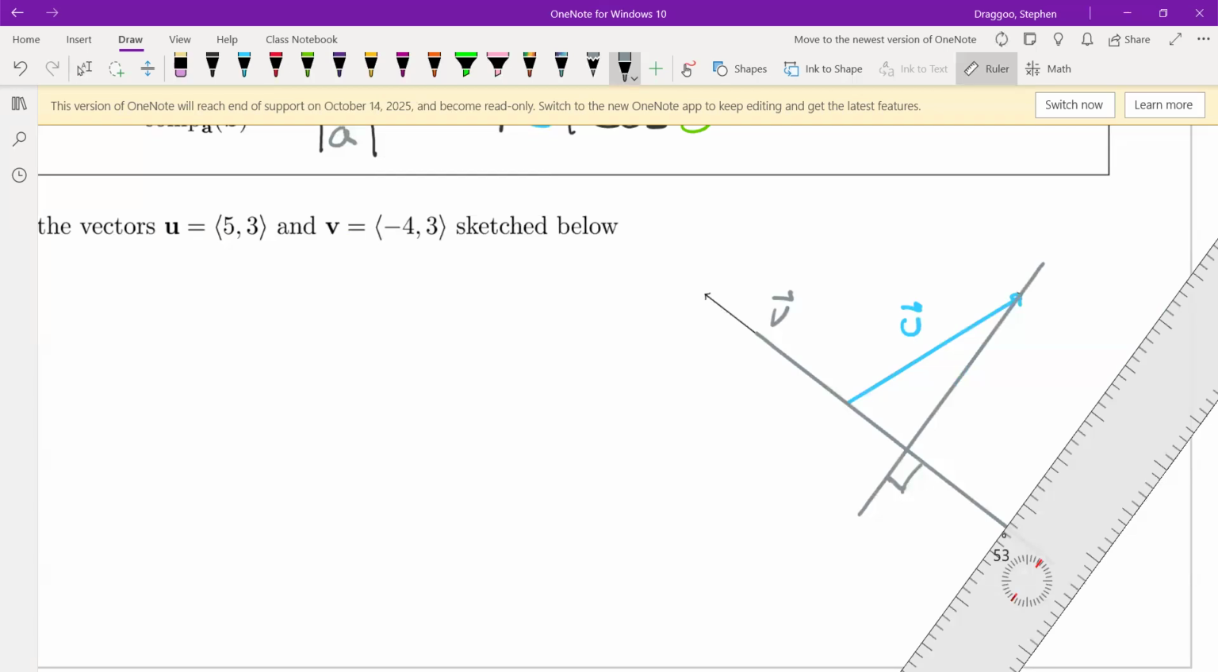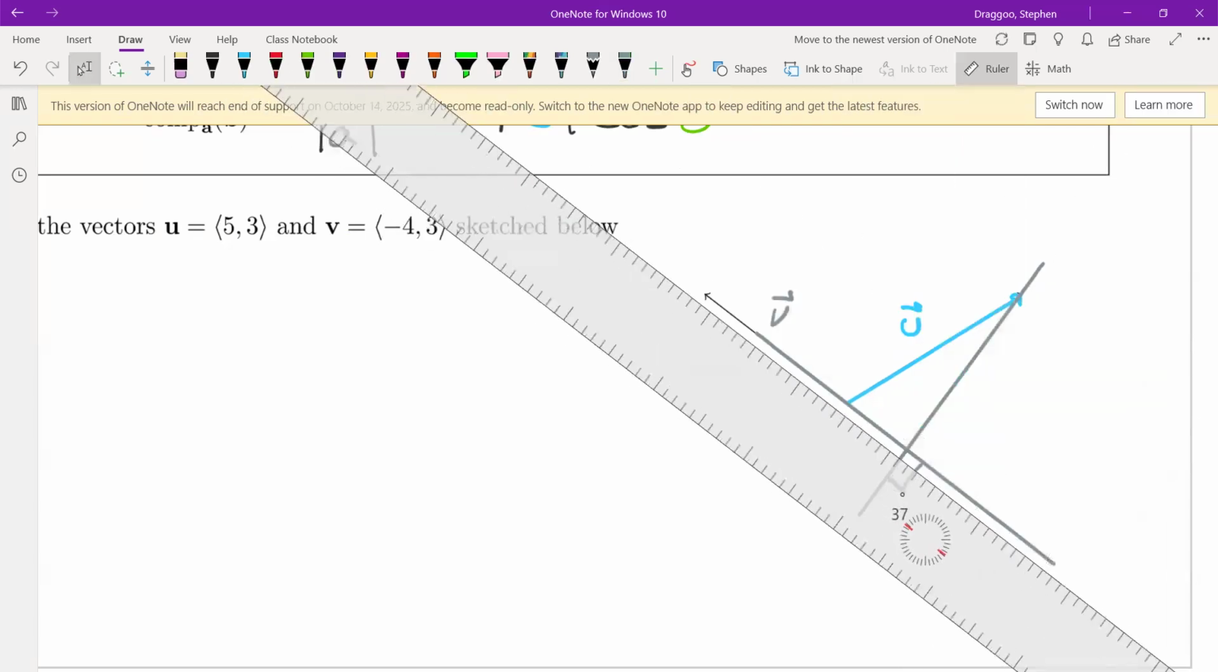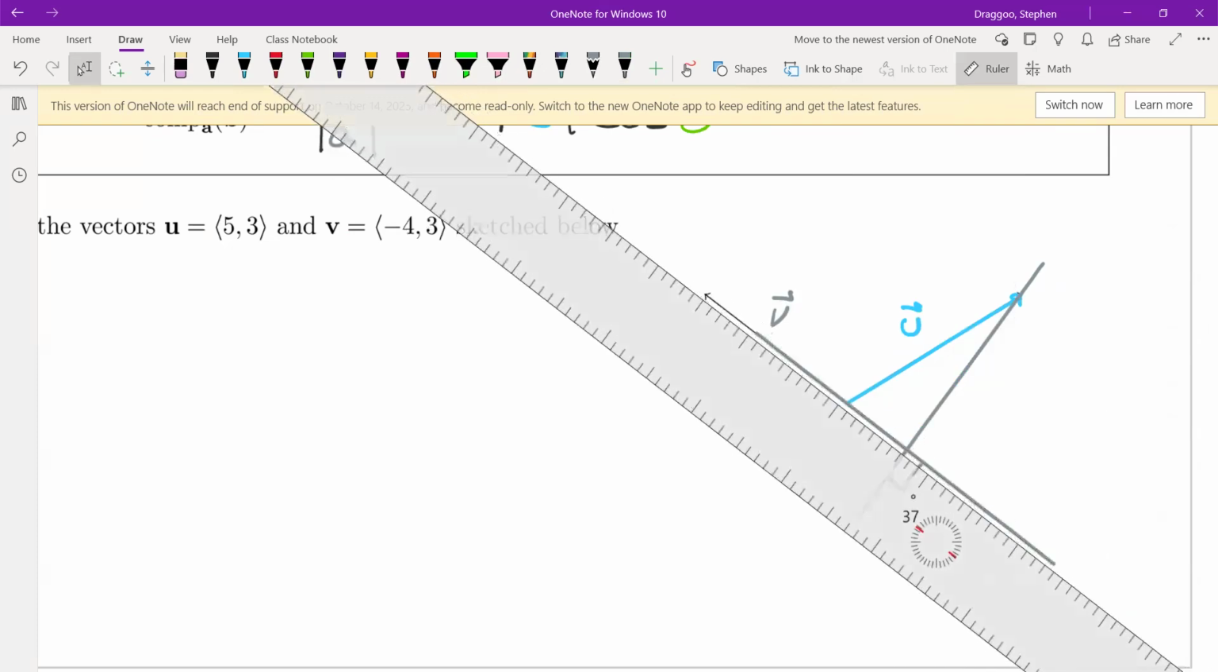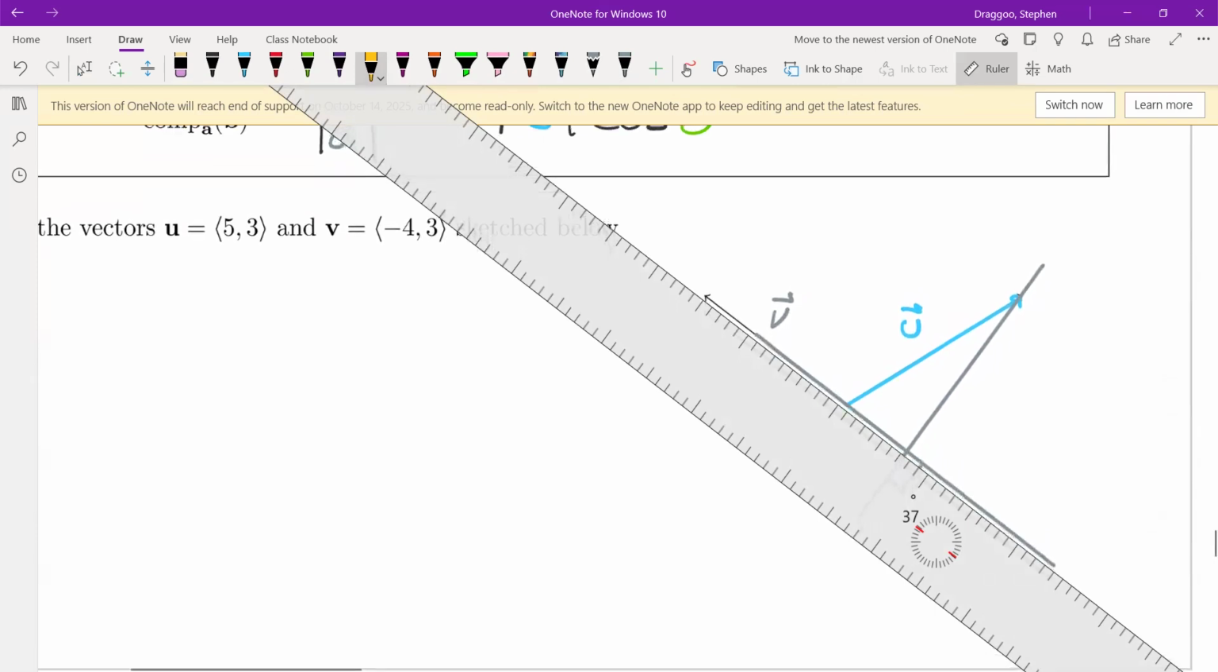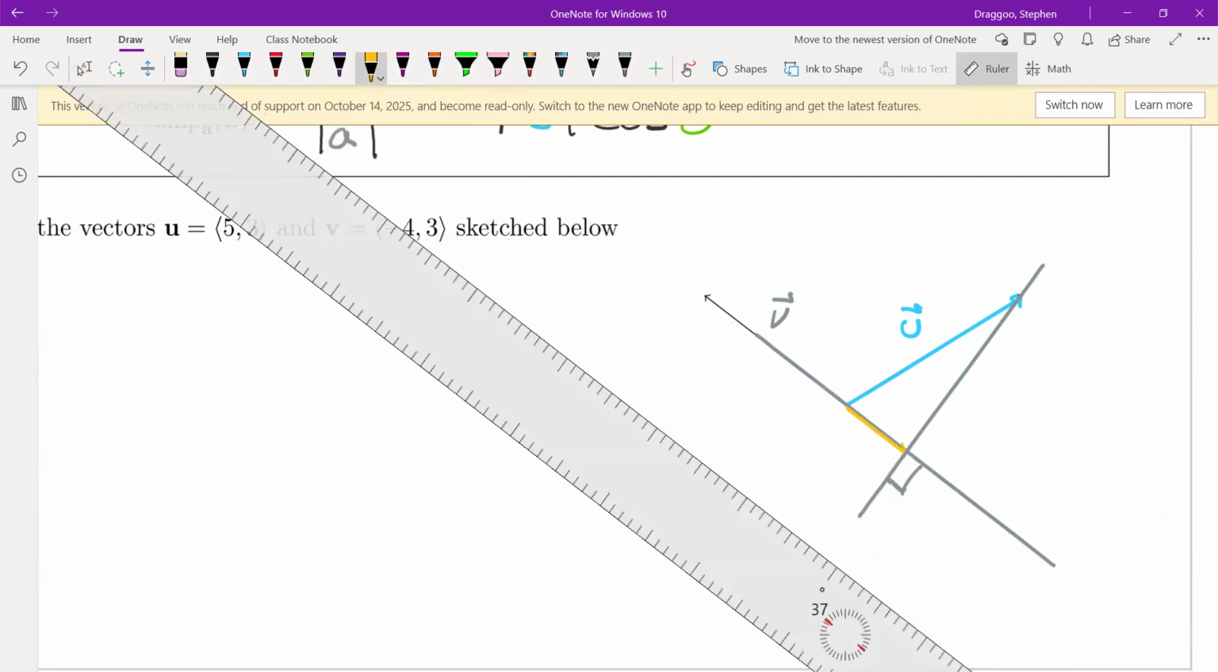So my projection is going to be just this little guy over here. That's my projection, the little yellow vector drawn in right there.